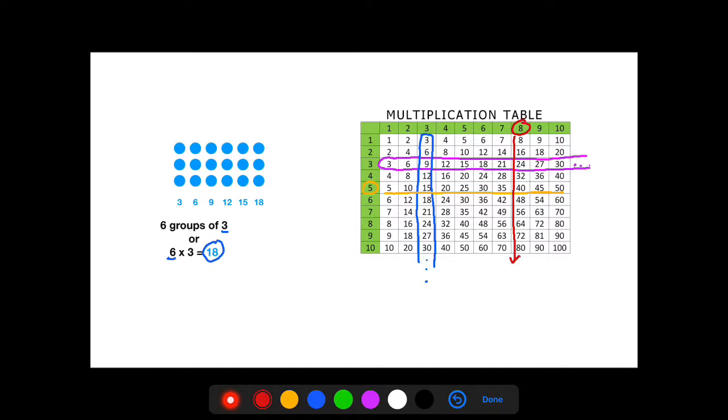If any of this is confusing, go back, rewatch the video. That's the lovely thing about videos, is you can always rewatch it to make sure you understand it.